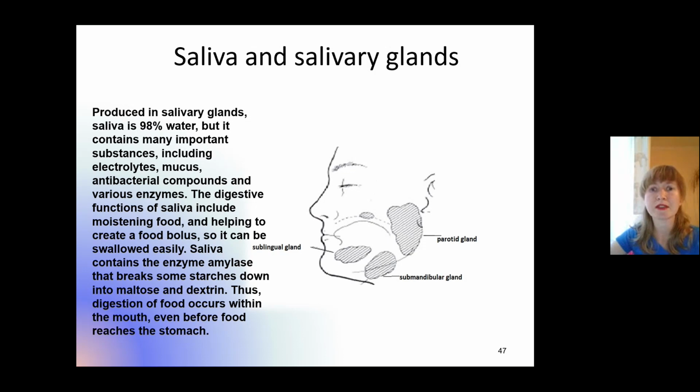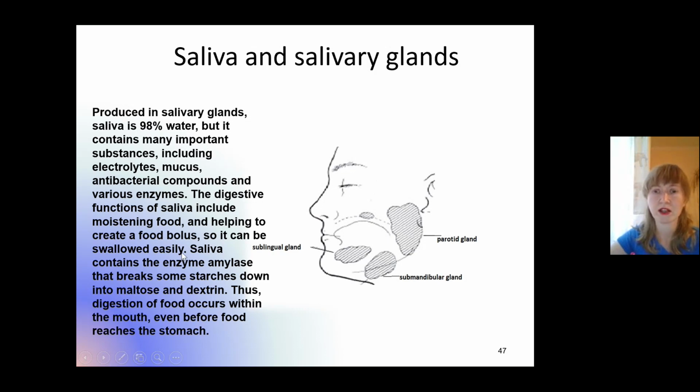Saliva is produced in salivary glands. What is saliva? What is the composition of it? Actually, saliva is 98% water, but it contains many important substances, including electrolytes, mucus, antibacterial compounds, and various enzymes.